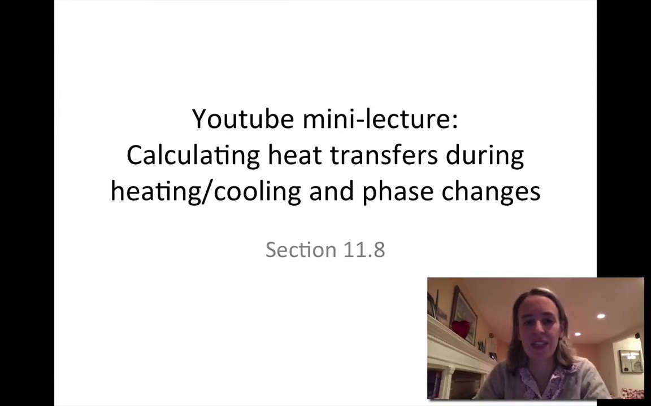Hi, this video is a demonstration of calculating the heat transfers associated with heating and cooling and also phase changes. This is a little bit different from what we did in the thermochemistry unit a while back because it involves the phase change. The heat transfer associated with a change in temperature can be calculated with the formula heat Q equals mass times specific heat times change in temp. But when there's a phase change, there's an additional thing that you need to consider.